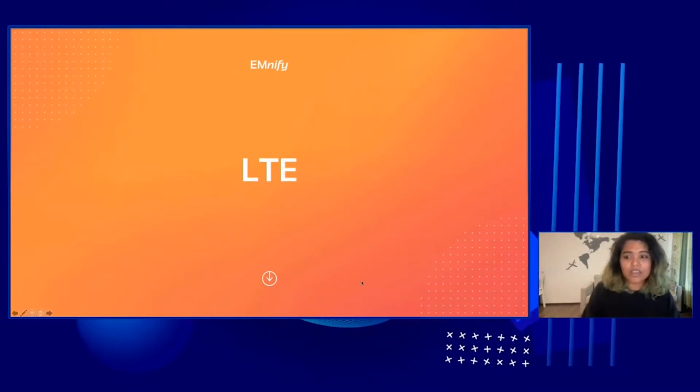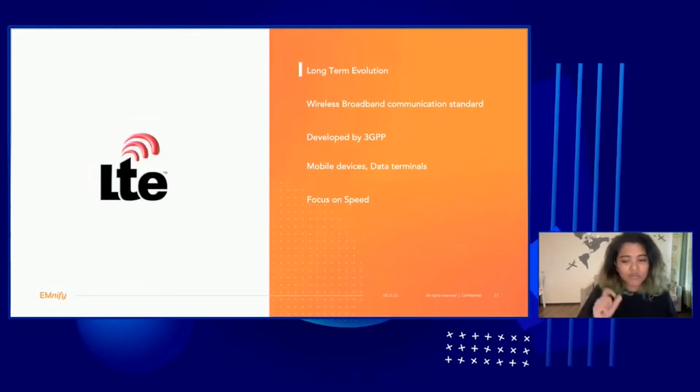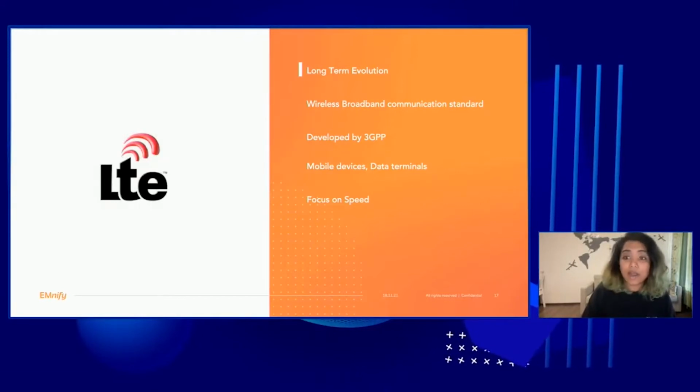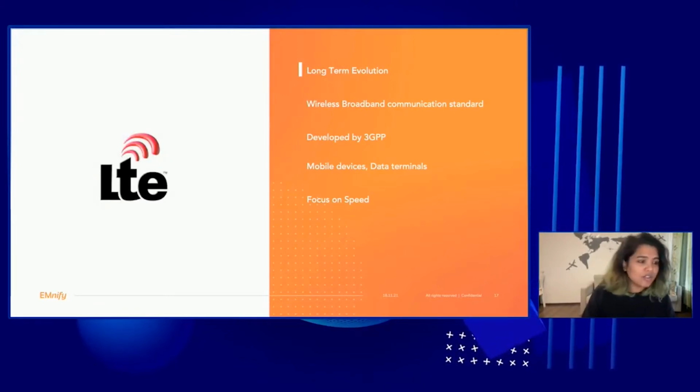So we can take a look at initially what LTE is. You might probably be using it on your phones, where you see LTE next to the range of your SIM card. LTE is basically the standard for Long-Term Evolution. It is a wireless broadband communication standard. It was developed by 3GPP. And it is used for connection of mobile devices, data terminals, and for data transfer, etc.